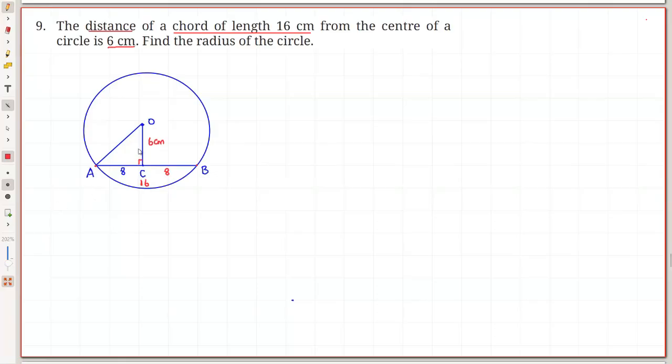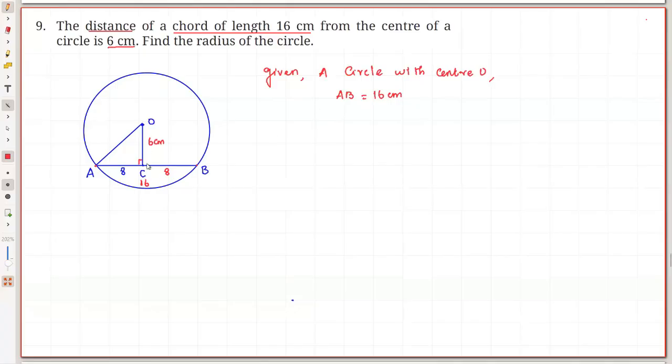As this is a perpendicular bisector, it's forming 90 degrees. If it's 90 degrees, I can use Pythagoras theorem to find the third side. First you take a circle with center O. First you write the given information. Given: the chord length AB is equal to 16 centimeter.